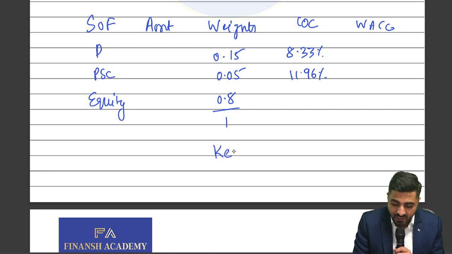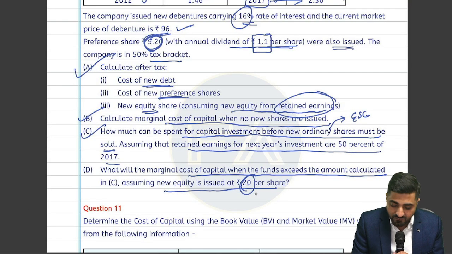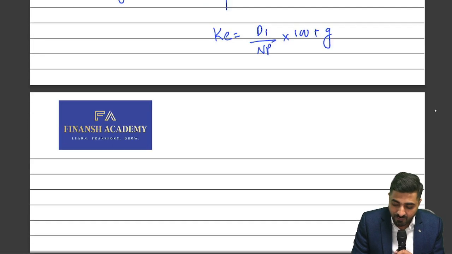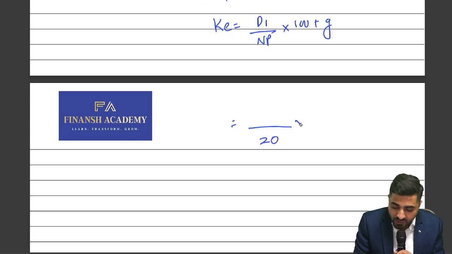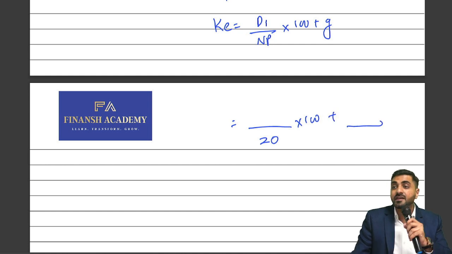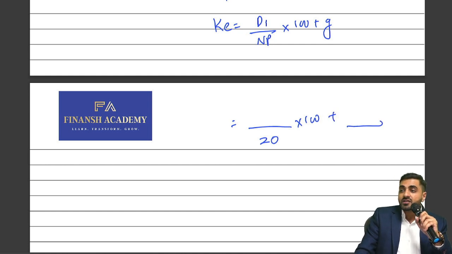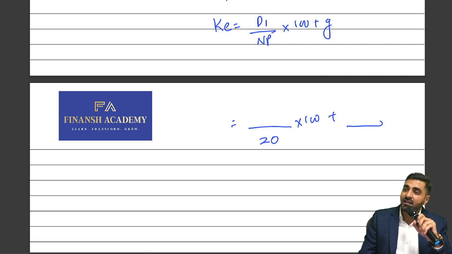Calculate my KE. What is the formula? D1 upon net proceeds plus G. Are we issuing shares at 20 rupees? Yes or no? Yes. This is how we calculate. Capital has how many types? 3 types. Book value, market value, third, marginal.